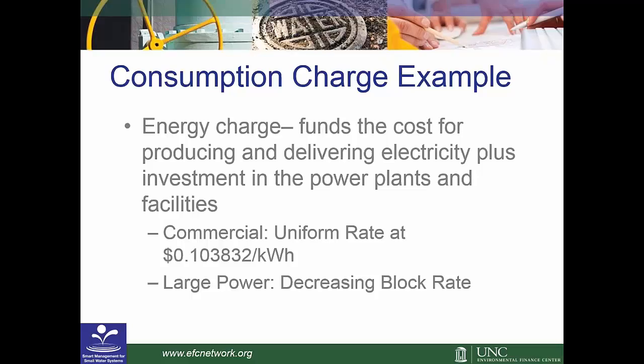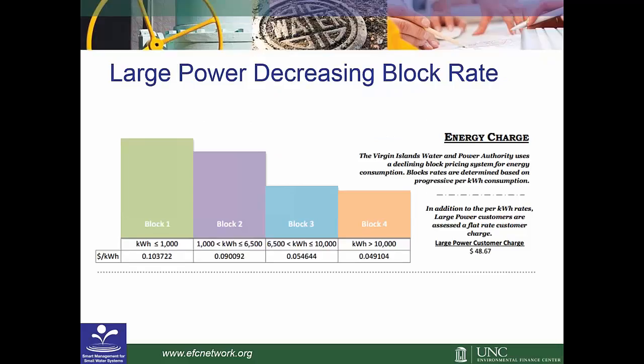The utility in question also has another customer class, a large power customer class, where there is a decreasing block rate. And this is a visualization of that, where as you buy, you pass certain thresholds, but as you buy more and more kilowatt hours during the billing period, they drop the rate down, and it goes down from 10 cents per kilowatt hour down to about 9, about 5, and a little under 5.